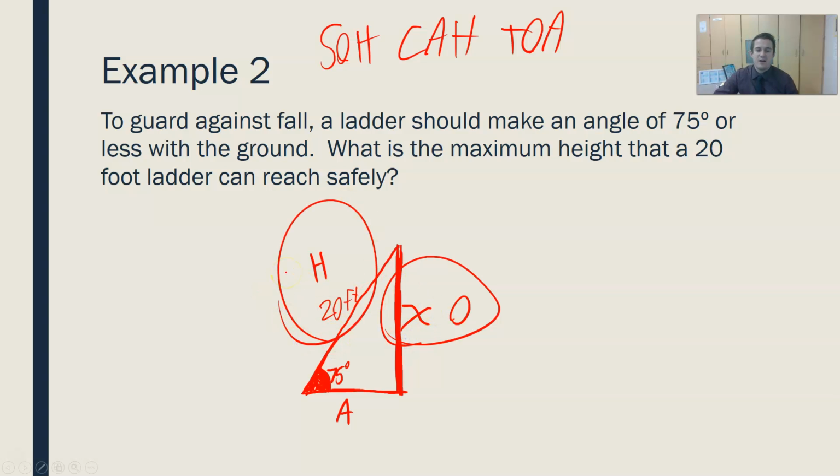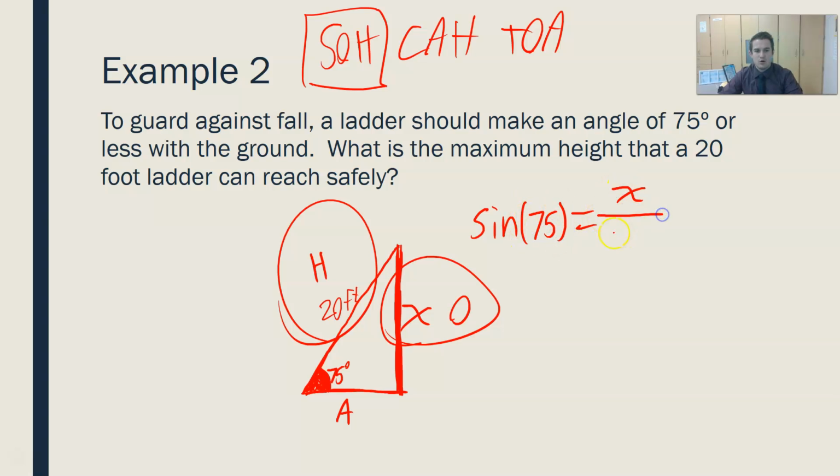I have the hypotenuse side, that's 20. So which of my trig functions has to do with the opposite and hypotenuse sides? Well, the sine. The sine function deals with the opposite and hypotenuse sides. So let's experiment with this. Sine of the angle, sine of 75 degrees, is equal to opposite over hypotenuse, x over 20.